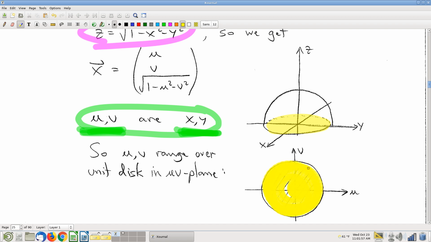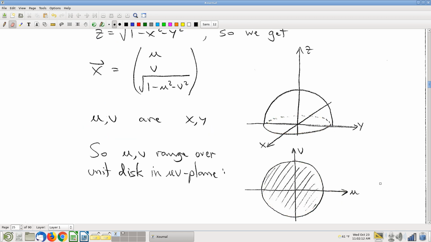So if x and y range over the unit disk, then u and v range over the unit disk. Does that make sense to everybody? Okay. All right. Let me show you another example.